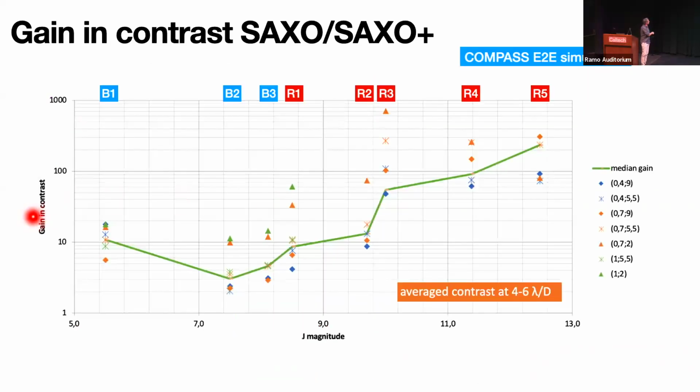This is another way to plot the gain in contrast from SAXO Plus to SAXO as a function of the J-band magnitude of the star, starting with something like 5.5 magnitude. We have quite a lot of dispersion depending on the atmospheric conditions that are assumed here, but for bright stars we have a gain of an order of magnitude. Then the gain is more modest for intermediate brightness, and it rises up again up to 2 orders of magnitude, of course, because we are missing so many photons in the visible for SAXO that it does not correct anything.